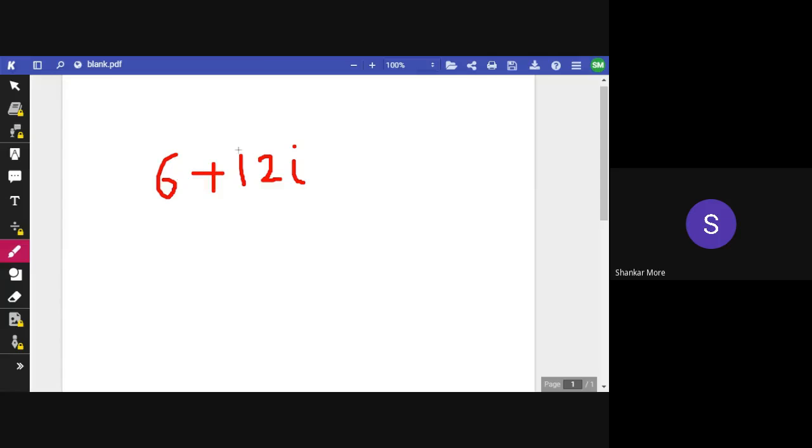Try to find it. Root 180. Okay. Square of 6 is 36 and square of 12 is 144. 144 plus 36 is 180, and root of 180 is the modulus of our complex number. Tan inverse of 12 by 6.